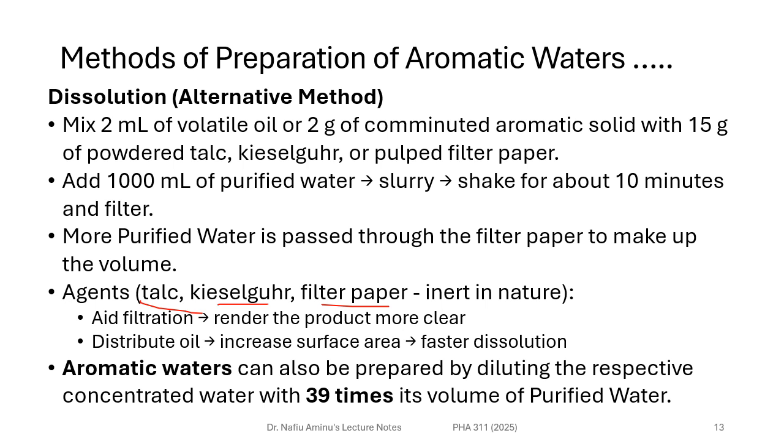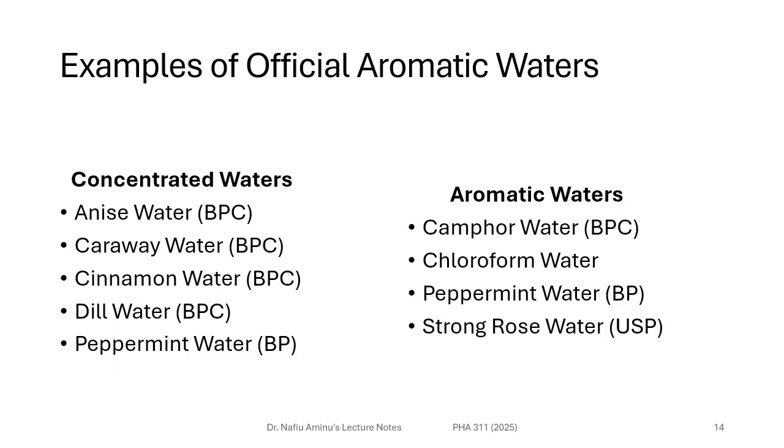Relatedly, aromatic water can also be prepared by diluting the respective concentrated waters with 39 times their volume of purified water. Because in aromatic water we have what are called concentrated waters, and we also have ordinary aromatic waters. Sometimes the ordinary aromatic waters are prepared from the concentrated water. In such cases, 1 part is to 39 parts of distilled water.